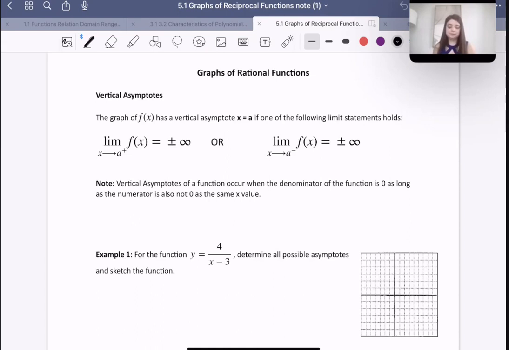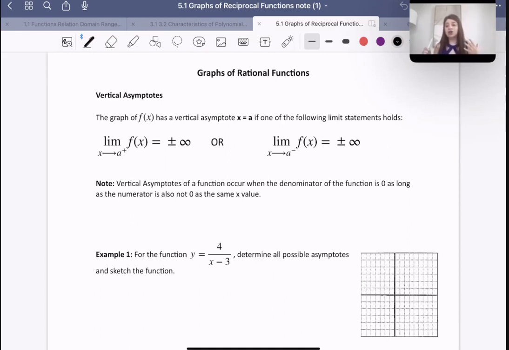Okay, so here it says with vertical asymptotes, the graph of f of x has a vertical asymptote at x equals a if one of the following limit statements holds true. That as x approaches a from the right, the limit is plus or minus infinity, or if the limit as x approaches a from the left, it's plus or minus infinity as well.